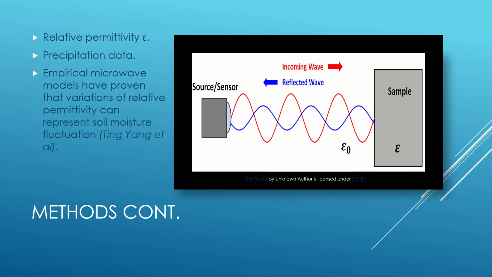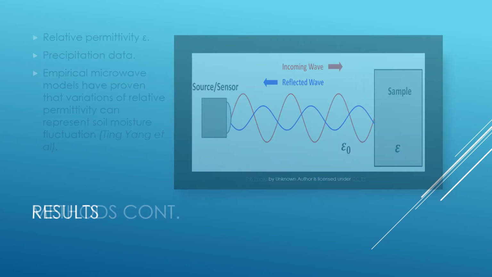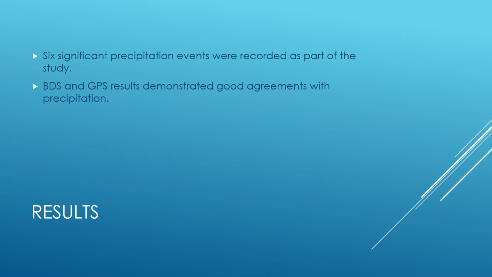And then basically the authors also indicate that the relative permittivity can be used as a direct measure of soil moisture, just based off of empirical studies that were conducted. So, looking at the results briefly here, 6 significant precipitation events were recorded as part of this study. Both BDS and GPS results demonstrated good agreement with the precipitation.